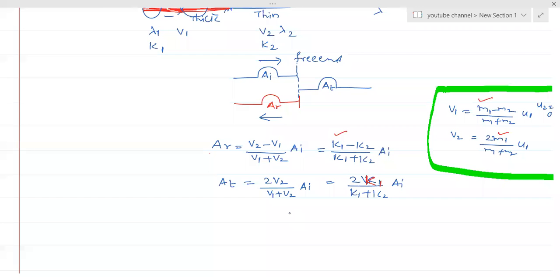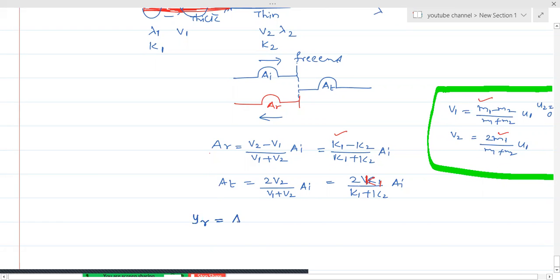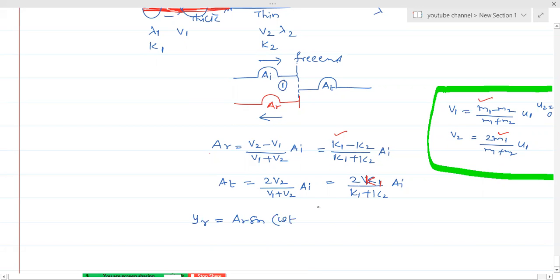So now we will write the expressions for the reflected wave as well as the transmitted wave. I'm taking the reflected wave A_R into sine. If you understand the reflected wave, only the direction of motion will change. So that is sine omega t. As it is back into the same medium, the first medium only, the wave propagation constant will be the same: sine omega t plus k1 into x.